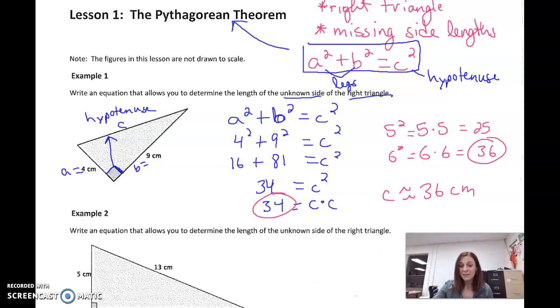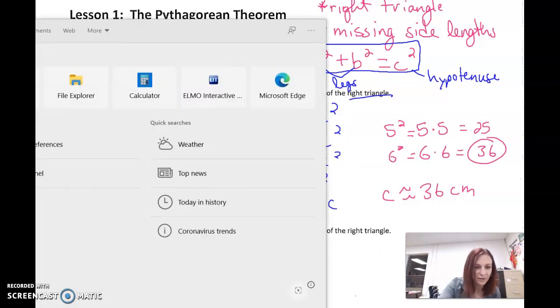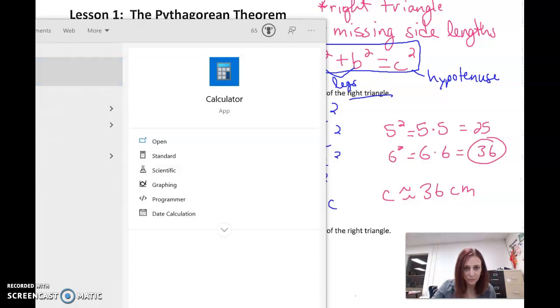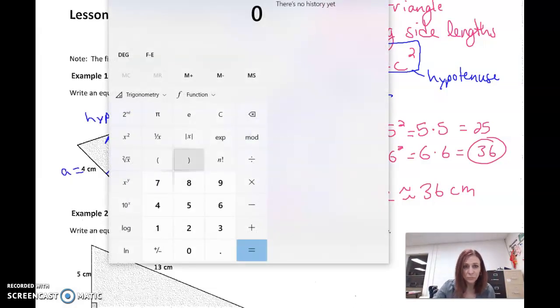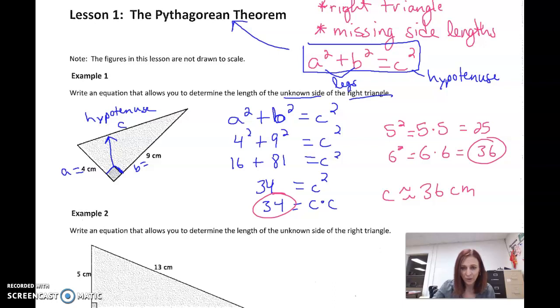It's not going to be exact. And in fact, if I put my calculator up here, if I took the square root of 34, all right, so again, you've seen this before, that radical symbol.